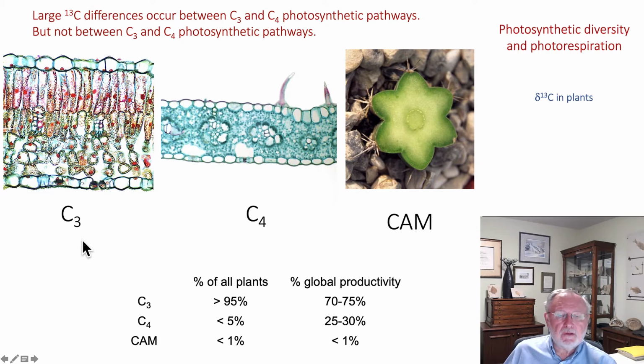C3 plants represent about 95% of all of the plants on the earth today, yet they only account for 70 to 75% of primary productivity. C4 plants are less than 5% of all the species on our planet, yet they account for about 25 to 30% of all terrestrial productivity. CAM plants are less than 1% of all the plant species, and they account for less than 1% of terrestrial productivity.